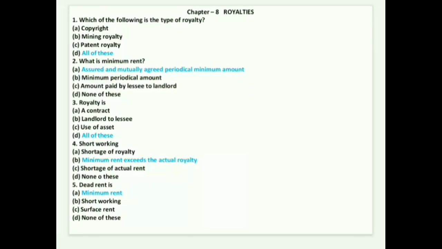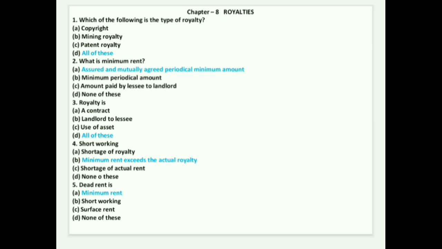Which is the minimum rent assured and mutually agreed periodical amount paid by the lessee to landlord? So guys, a little bit confusing problem, but answer A is the correct answer, assured and mutually agreed. If you have agreed, then definitely it's a minimum amount. Okay, so option A is the correct.